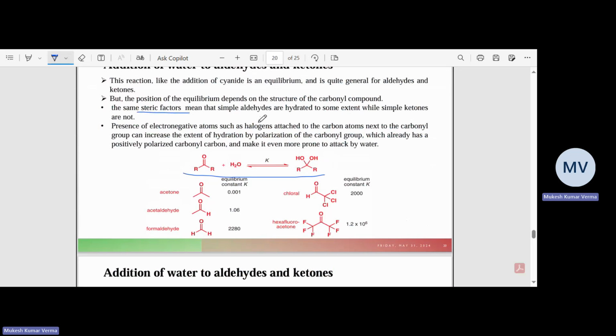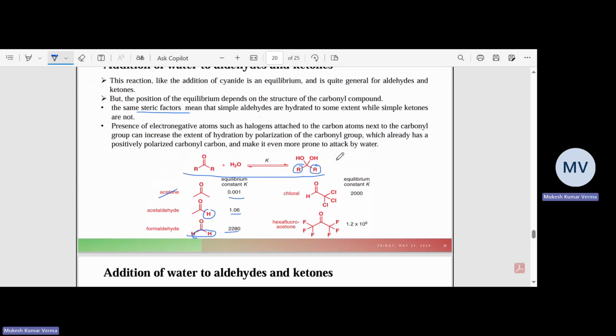First is the steric factor. If the alkyl groups are bulky, then the reactant is more favored as compared to the product. It means that if you want to form the product, the alkyl groups must be less bulky. And if it is an aldehyde, then the reaction is more favorable. You can see in the table that for acetone the equilibrium constant is 0.001. When one hydrogen is present, then it is 1.0. When both are hydrogens, meaning steric hindrance is reduced, then it is 2,000.